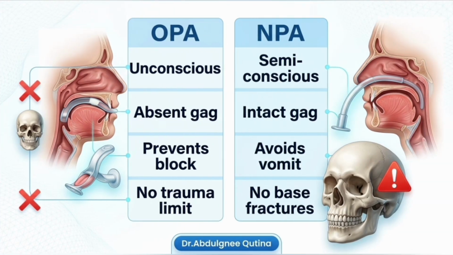An OPA is for your unconscious patients and strictly requires an absent gag reflex. Otherwise, they're going to vomit. The NPA is for semi-conscious patients who still have an intact gag reflex. But listen closely to this clinical warning. Never, ever use an NPA if you suspect a basilar skull fracture. You run the very real, very terrifying risk of placing that tube directly into the patient's brain cavity.